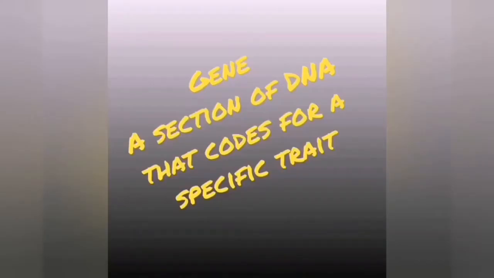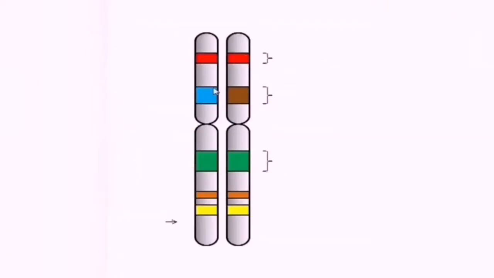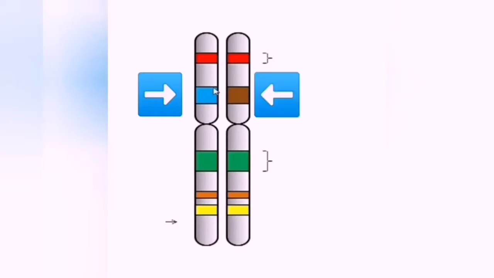A gene is a section of DNA that codes for a specific trait, but we have a problem if we've got a pair of chromosomes with two different traits on. Imagine on the left we've got the chromosome saying have blue eyes, and on the right hand side a gene that says have brown eyes. What's the person going to have?